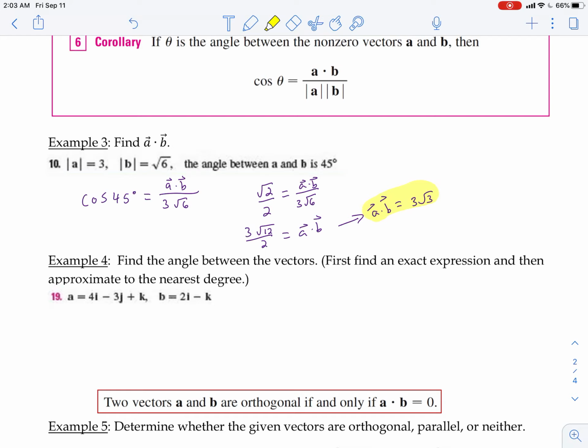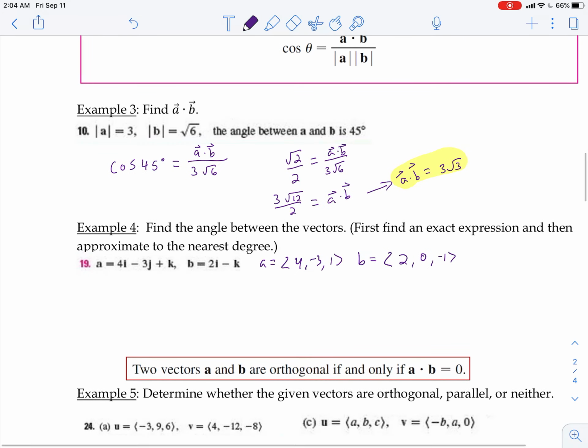If it helps, if you don't like seeing these in the standard basis vector form, the i, j, k's, you can always just say, okay, A is just the vector 4, -3, 1, and vector B is just 2, 0, -1. You can change the way your vector looks. You don't have to have it in standard basis vector form. All right, so I'm going to find the angle in between the two vectors.